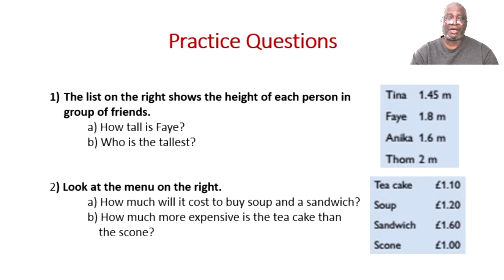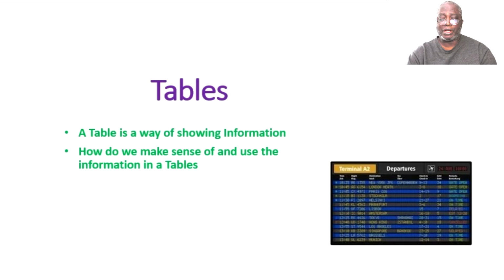So that's lists. Now let's look at tables. On the bottom right there, you see a rather complex looking table of airport terminal A2 and departure dates of planes. Those of you who've traveled a lot, this should make sense to you.